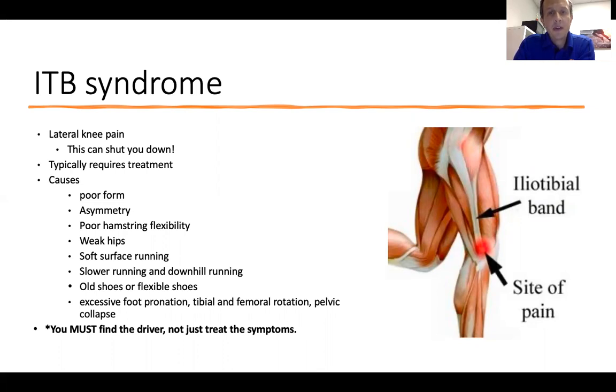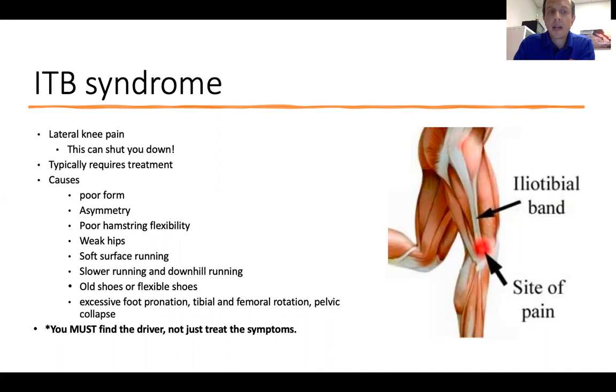If you've never had this, it's one of those injuries that you want to respect. It's not sinister. It doesn't scare me, but it can shut you down. The pain can become so intense that you actually have to stop running.